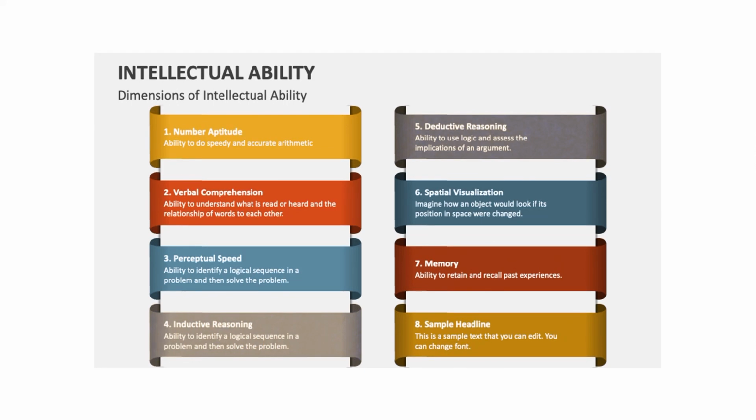Certain people have a very good memory, right. They have the ability to retain and recall past experiences. Their memory works very, very sharp in that manner. So different sorts of jobs require different sorts of intellectual ability. Depending upon the requirement of the job, the person could be assigned different assignments as per the ability they have. Then last is the sample headline.